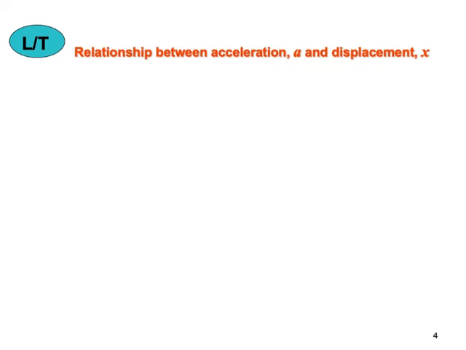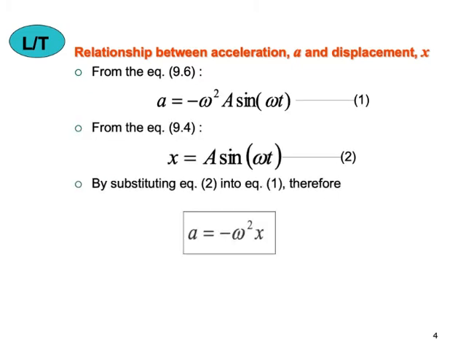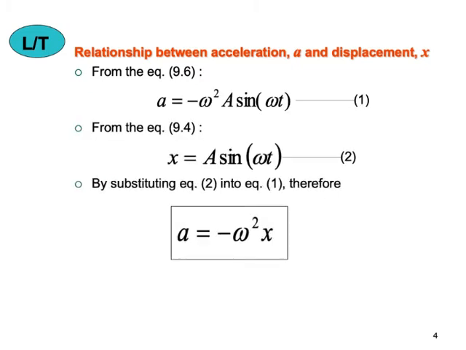Relationship between acceleration and displacement x. It is given by a equals to negative omega squared x.